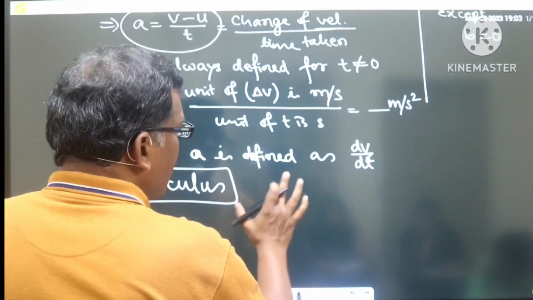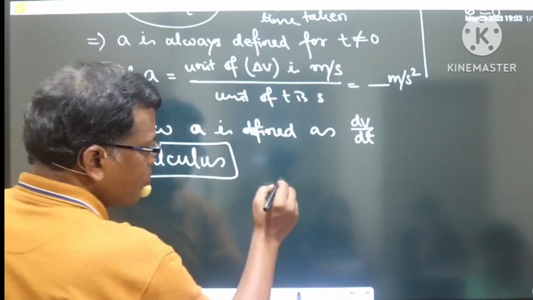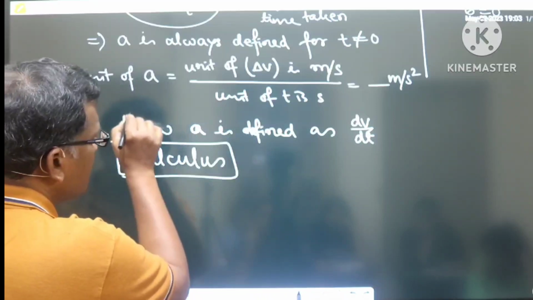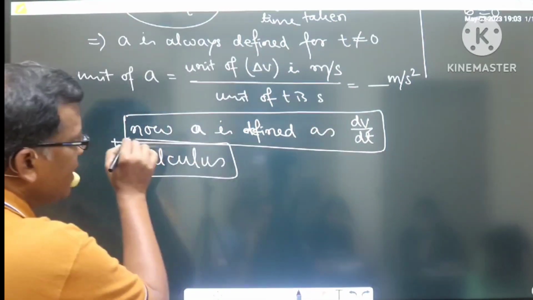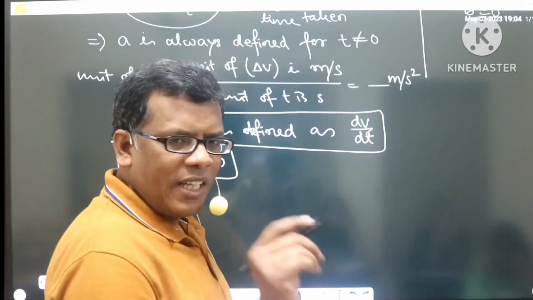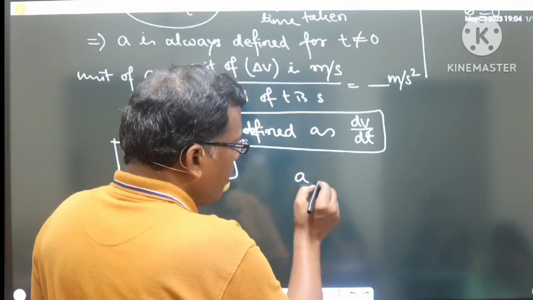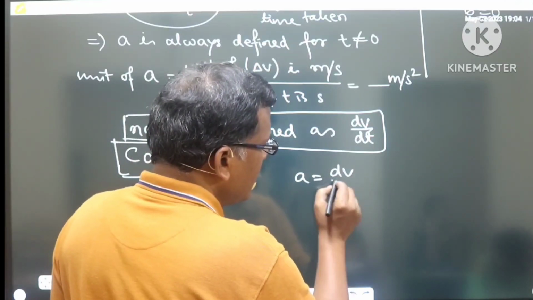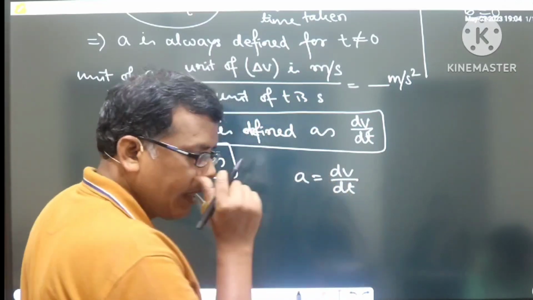Since a is variable, a can be written as dv by dt. So in class 11, whenever the term acceleration will come, you won't call it v minus u by t, rather a is constant or variable. For you a is always dv by dt. Clear?